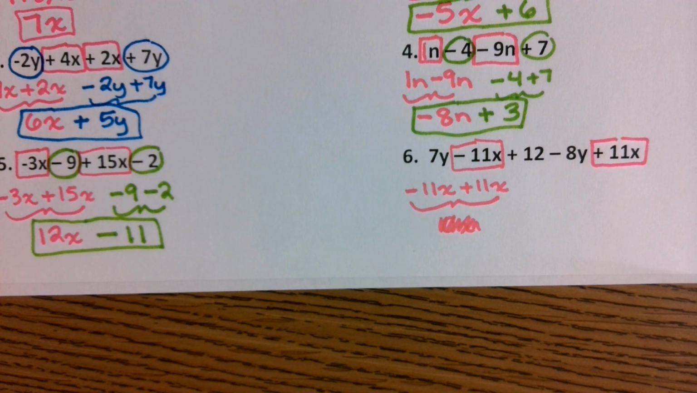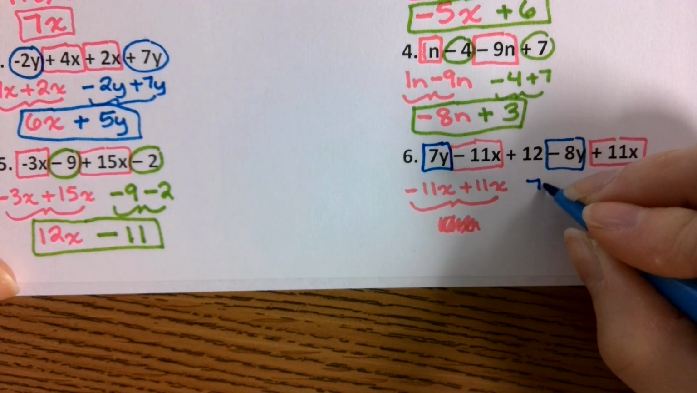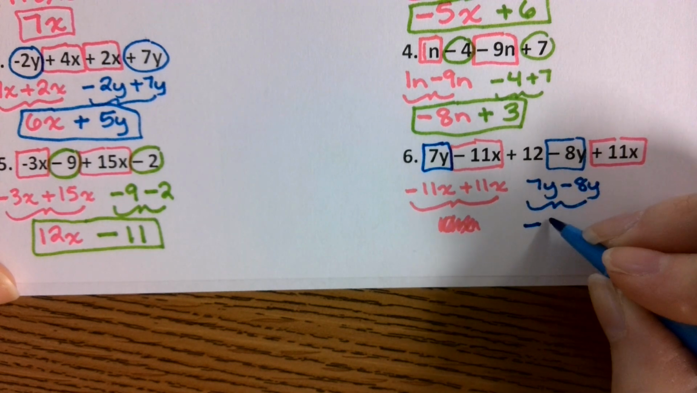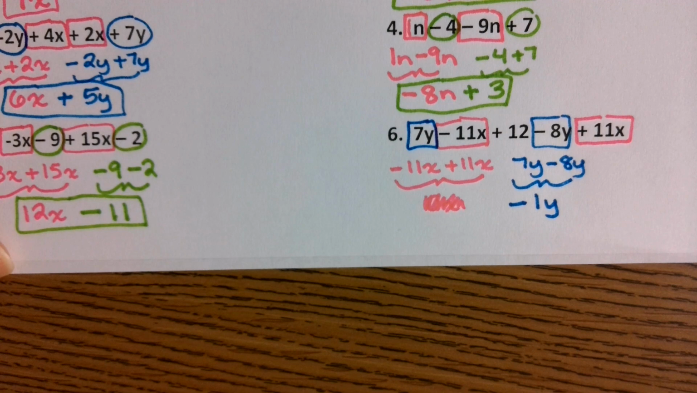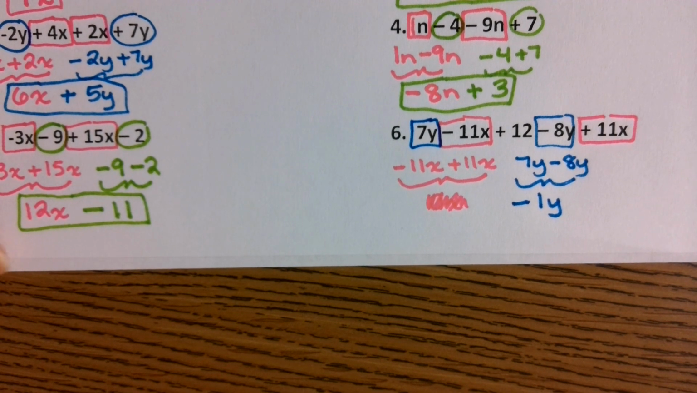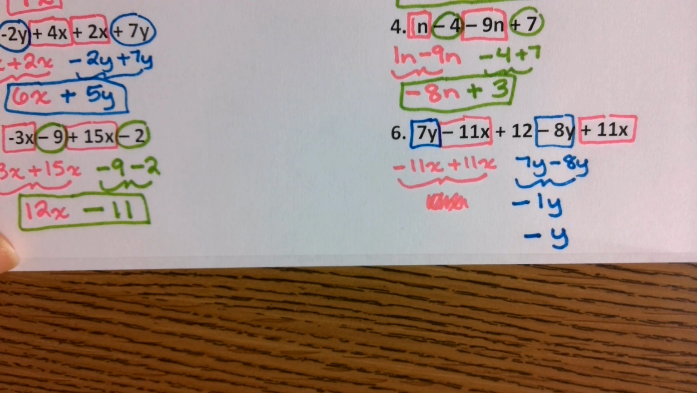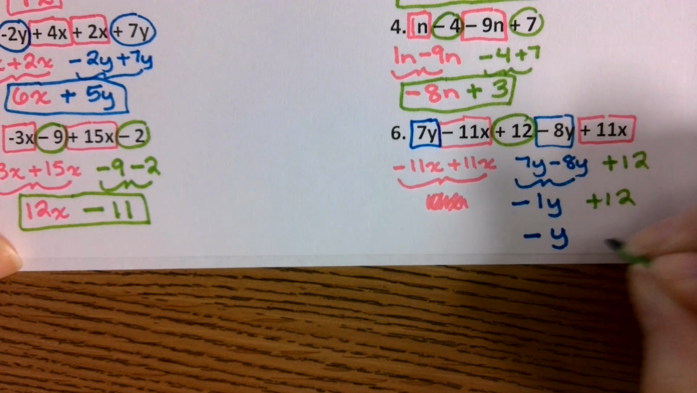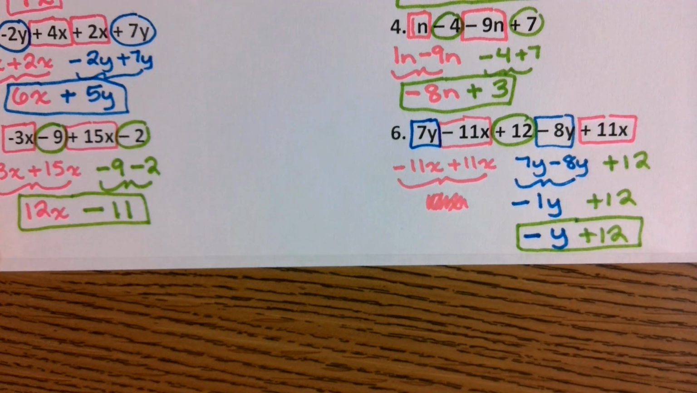All right, let's move to our y's. We have a 7y minus 8y. That's going to come out to a negative 1y. Now, do I have to write the 1? No. Do I have to write the negative? Yes. So I could just write negative y. And now I have a positive 12. Do I have another constant to go with it? No. So it's just going to be written right behind as a positive 12. And there's my final answer. Negative y plus 12.